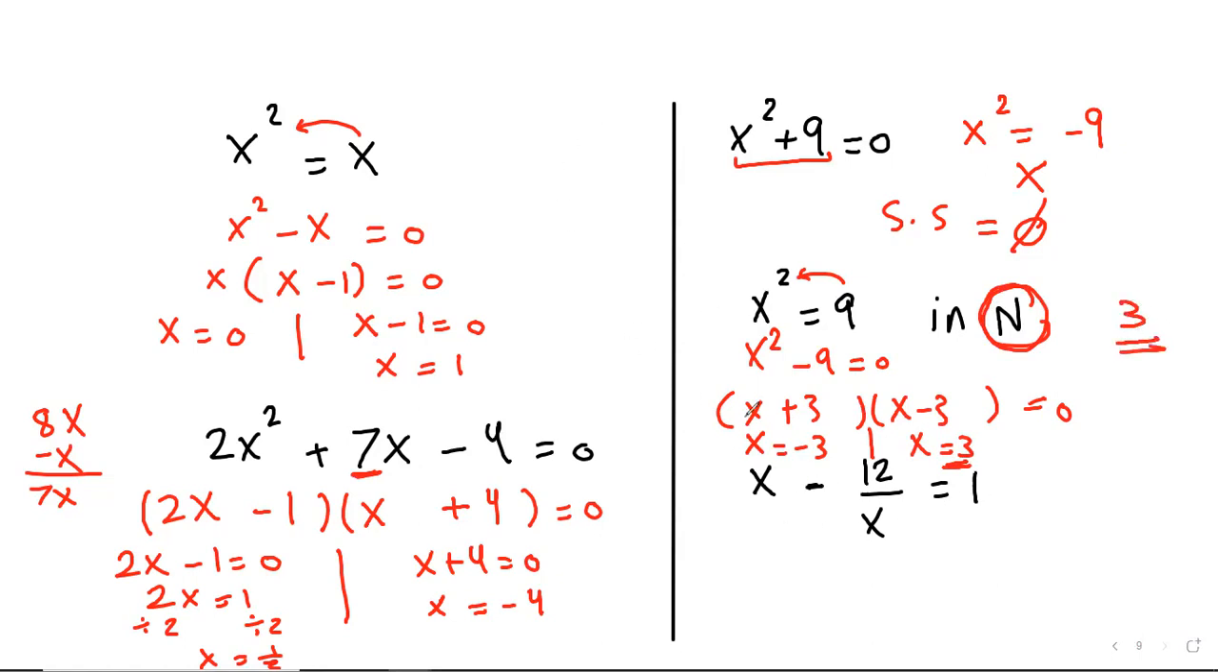In the last example, we have x minus 12 over x equals 1. So we are going to multiply all terms of the equation by x: multiply by x here, and x here, and x here. x times x is x to the power of 2. And here we have x at the top and x at the bottom, so one cancels the other out. So we are left with negative 12 equals 1 times x, which is x.